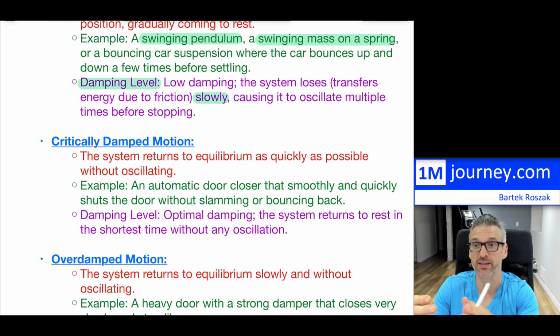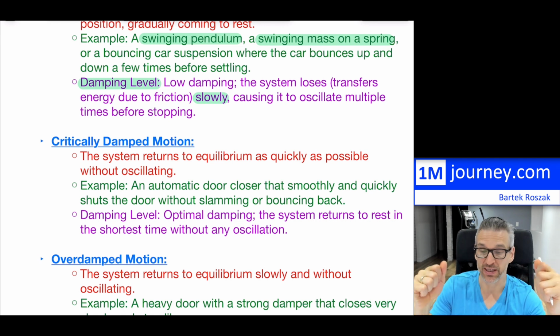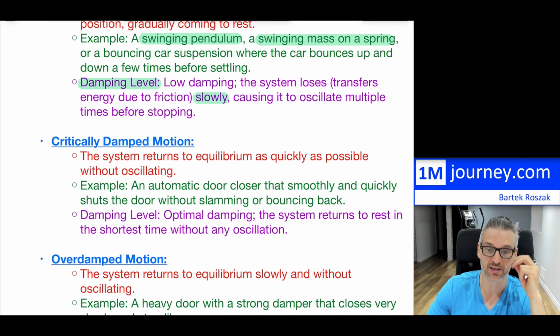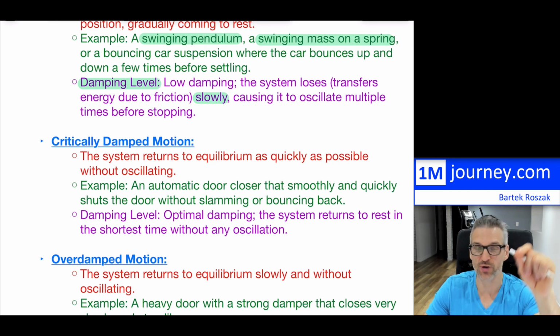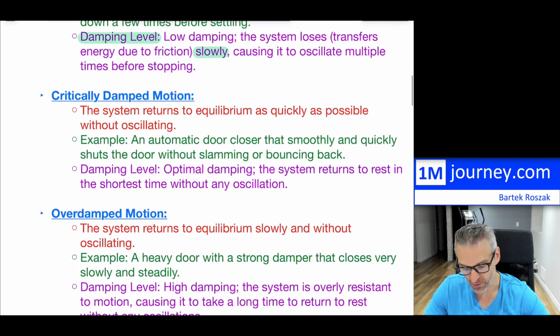It might go very quickly, but then it will nicely shut in instead of bouncing back. So the amount of damping is actually the optimal amount of damping, and the system returns to rest in the shortest time without any overshoot or oscillations at all. So it does it very quickly, but it doesn't overshoot.